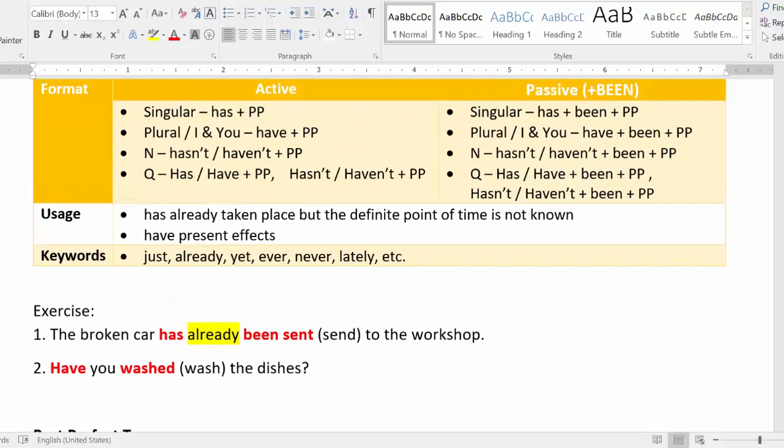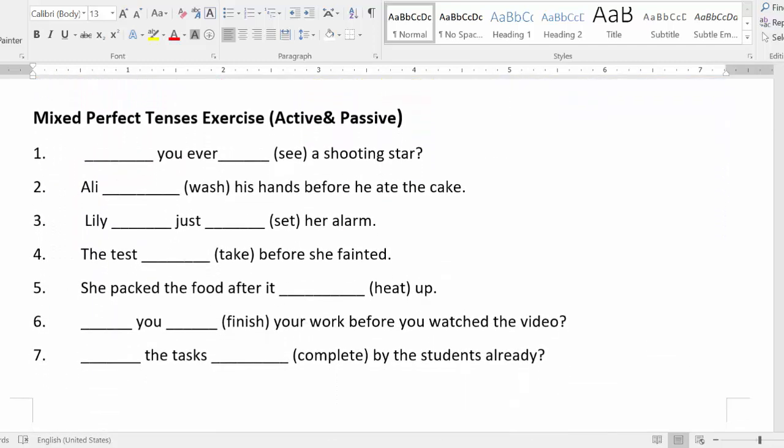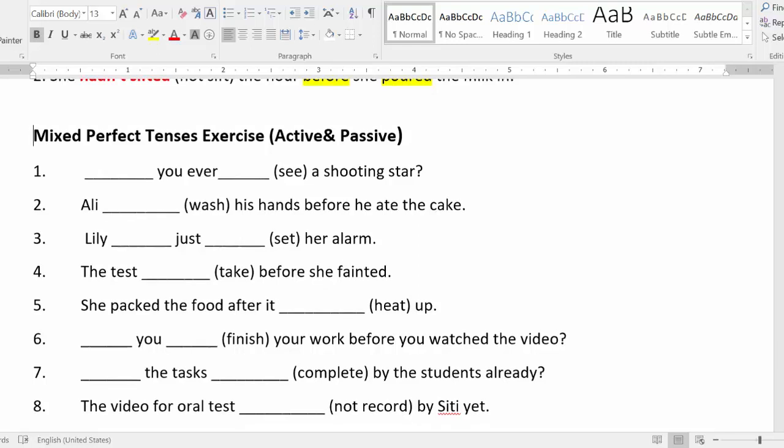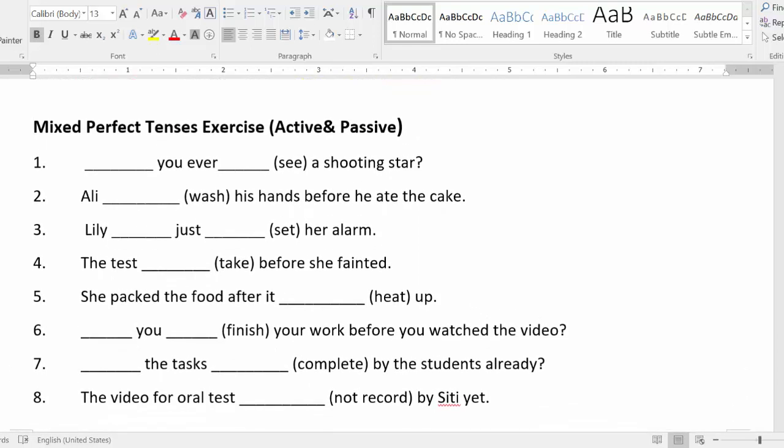Okay, now let's look at the mix exercise. You have how many questions? 8 questions here, and let's look at them one by one. First one, your keyword first. The keyword should be ever. As I told you before, when you see ever, it can either be a simple present tense or present perfect tense. Simple present tense, when you have ever, you only have one blank. If you have ever together with two blanks, then it should be a present perfect tense.